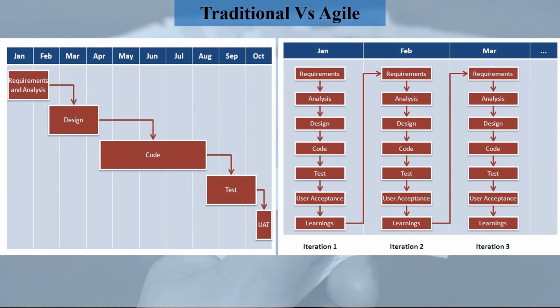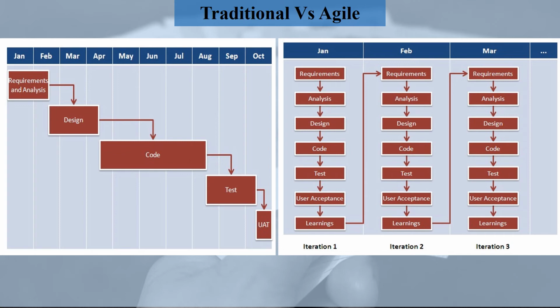Let's look at an agile approach versus a traditional approach. The left-hand side represents a traditional waterfall approach, where you have one step, then the next step is done, then the next step is done. On the left-hand side, we can see requirements and analysis of the software, design of the software code, testing, and the UAT, and this takes from January to October.